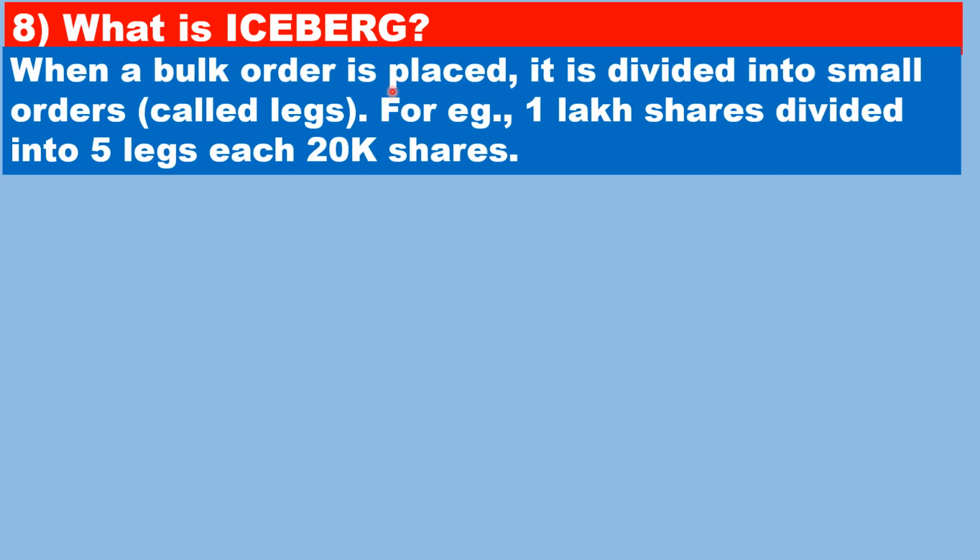Okay, what is an iceberg order? It is used by very big people, big fund houses. For example, when they buy 1 lakh shares, everybody will know they have bought it. So what they do is split the order into 5 legs. When a bulk order is placed, it is divided into small orders called legs. For example, 1 lakh shares divided into 5 legs, each 20,000 shares, so that other people may not be aware of this.